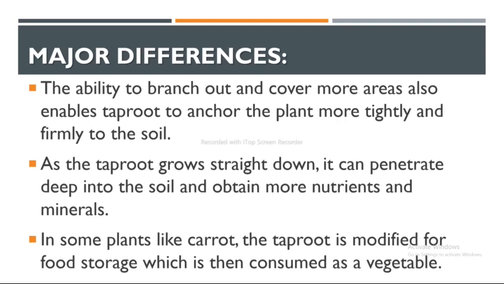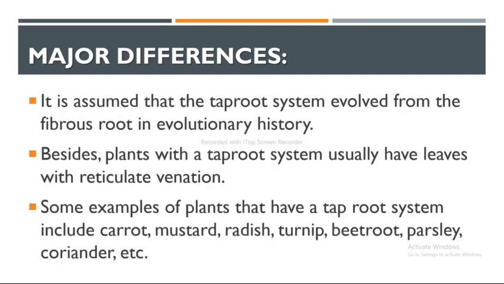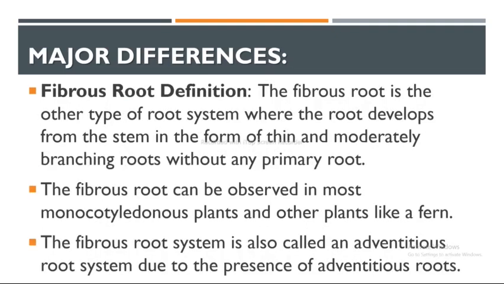In some plants like the carrot, the taproot is modified for food storage, which is then consumed as a vegetable. It is assumed that the taproot system evolved from the fibrous root in evolutionary history. Besides, the plants with a taproot system usually have leaves with a reticulate venation. Some examples of the plants that have a taproot system include the carrot, mustard, radish, turnip, beetroot, parsley, and coriander, etc. So next I am going to discuss the major differences of the fibrous root system.